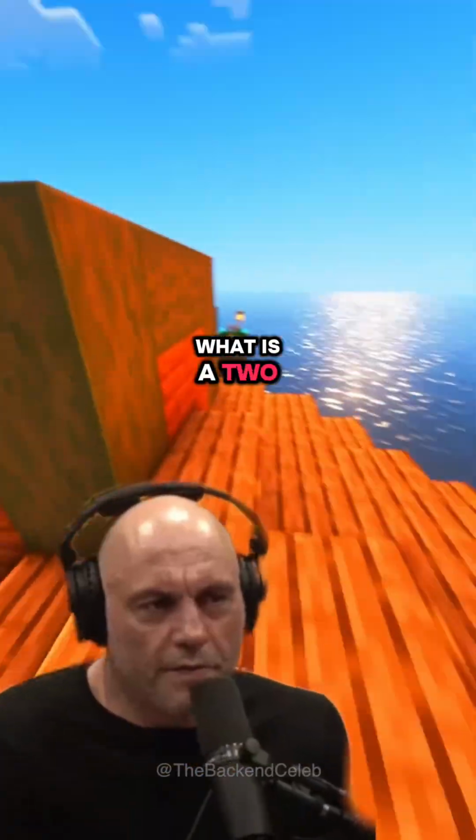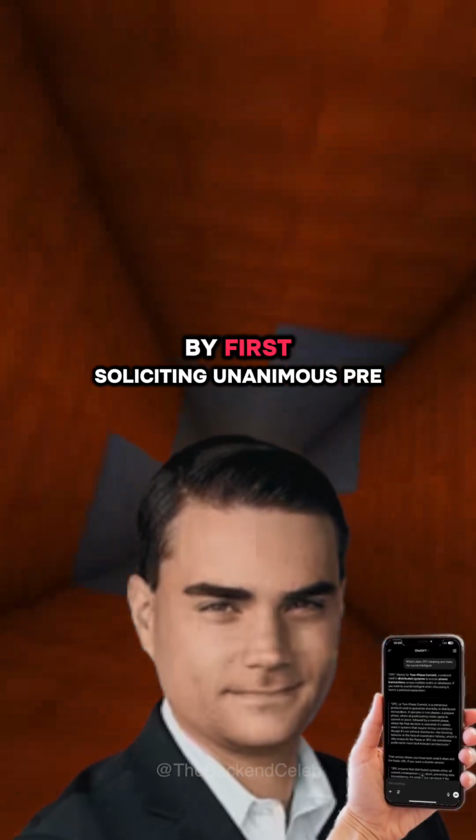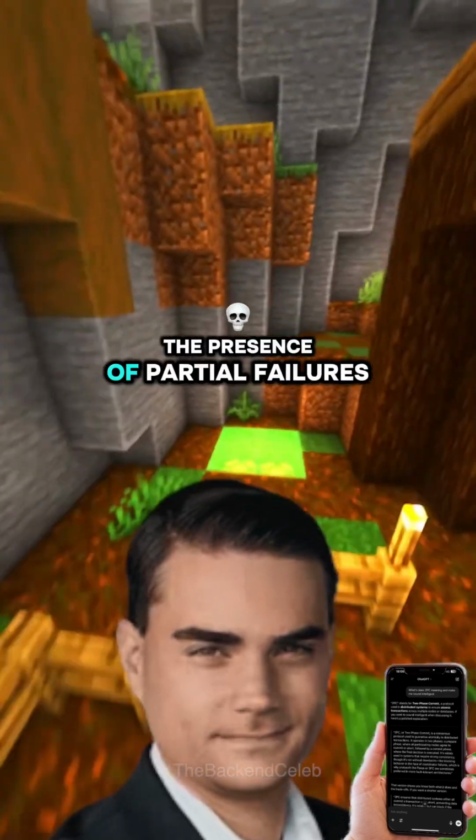Hey Ben, what is a two-phase commit? A two-phase commit is a distributed consensus protocol that orchestrates atomic transactions across multiple systems by first soliciting unanimous pre-commit agreement and then enforcing a synchronized commit or rollback, thereby ensuring consistency in the presence of partial failures.